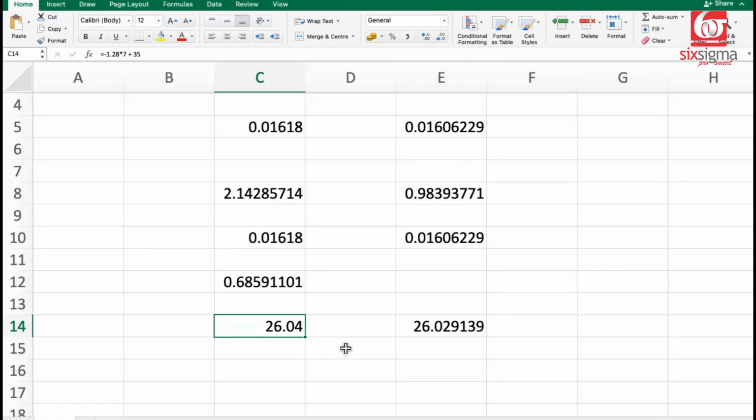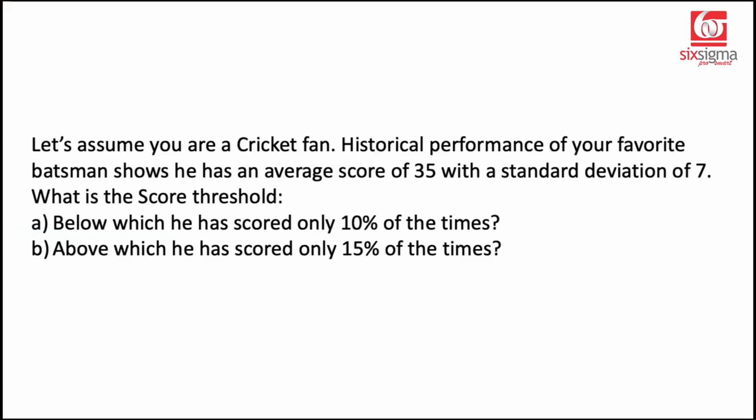What if they ask you for a greater than region? For example, what if they ask you above which he's scored only 15% of the time? Now, again, this will be a little tricky. You will have to find out the value in the probability table corresponding to not 15%. Because remember, the table goes from left to right. So when they're asking you for a greater than problem and giving you a value here, which is 15%, you know below it lie 85%. If they're asking you a greater than problem, you will have to do a 1 minus to this value to be able to get converted to the area from left to right.